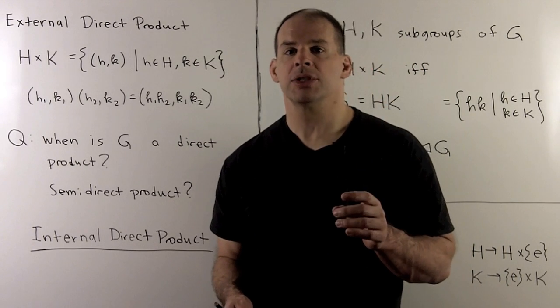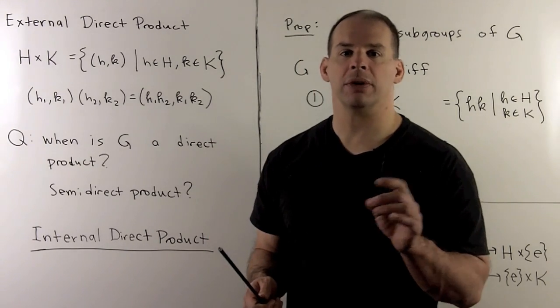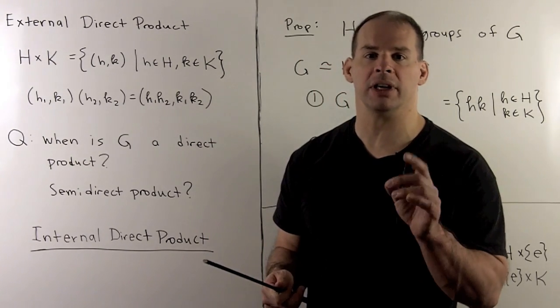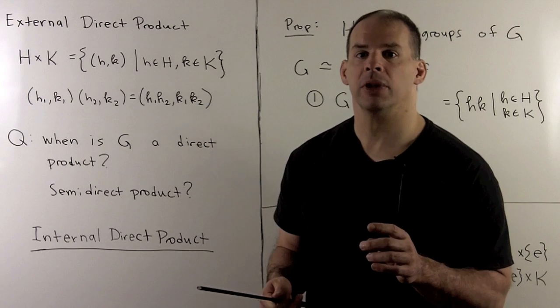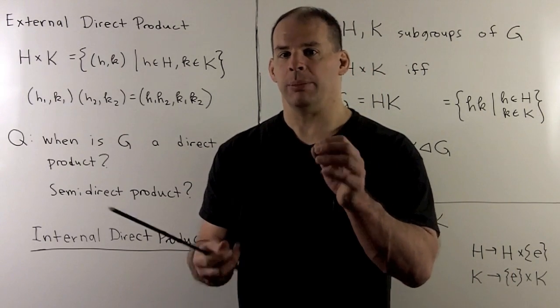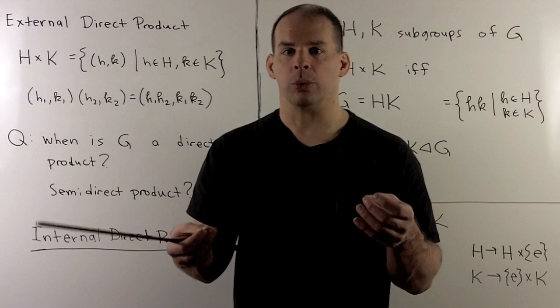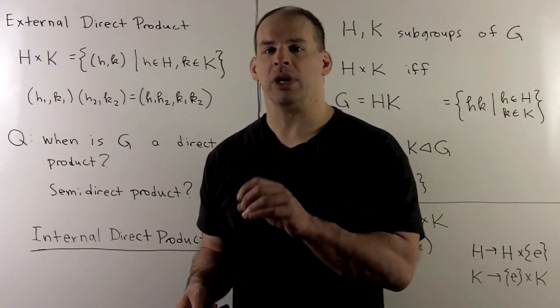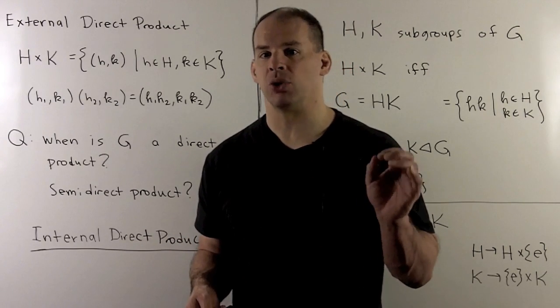With the Sylow theorems, we have powerful tools for investigating the internal structure of a given group G. The next step, we want to know when G can be broken down into smaller groups. So by this I mean, when is G a direct or semi-direct product?